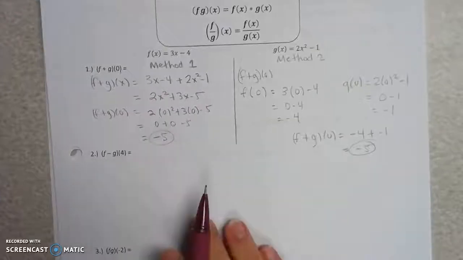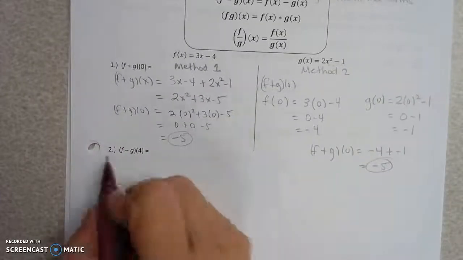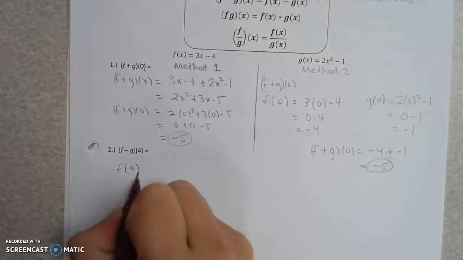Alright, to find (f minus g)(4), I'm going to find f(4).